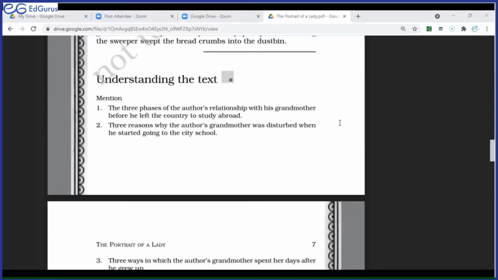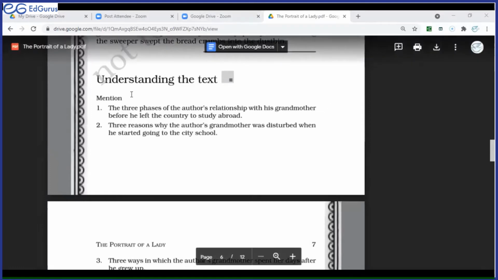story into three parts. So those three parts are three phases. I mean that half of his life has been divided into three parts. Those three parts are the three phases of the author's relationship. If you remember, the first was the time he spent with his grandmother in the village. Second was the time he spent with his grandmother in the city. And the third is when he had to part with his grandmother as he had to go to university, as he had to go abroad for further studies. So these are three phases.